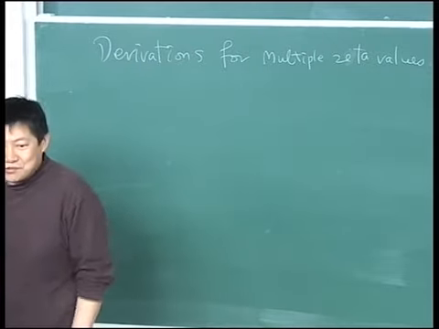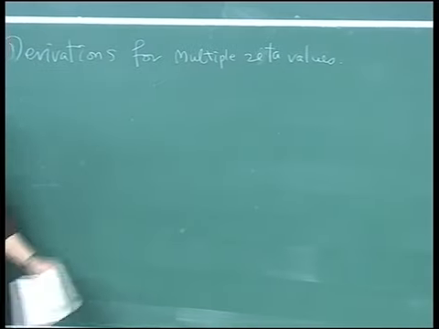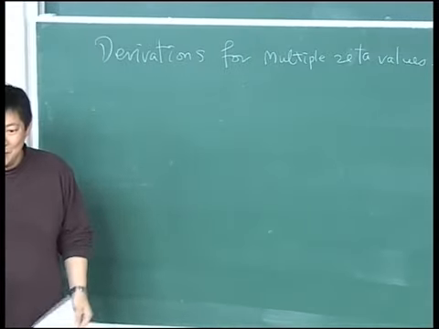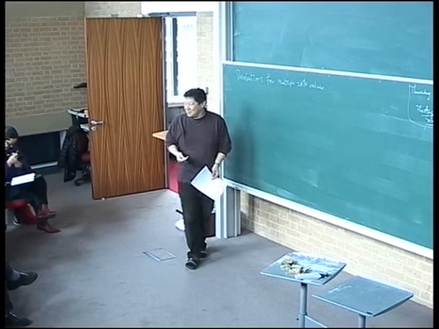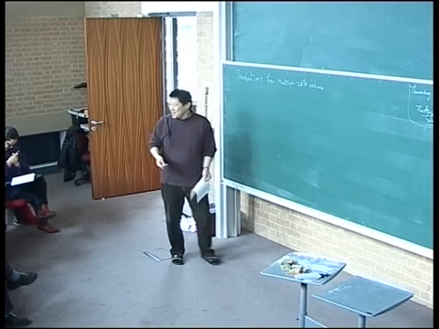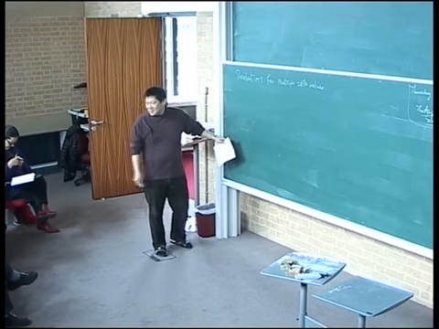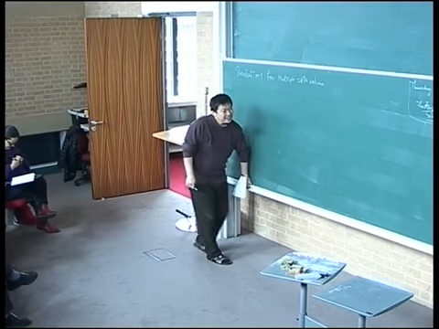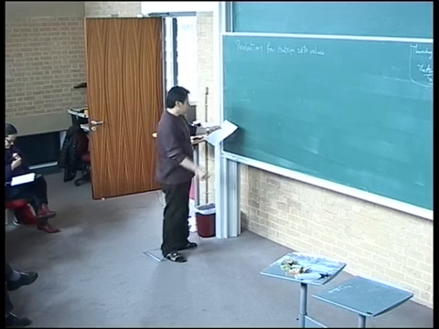There are several classes of linear relations of multiple zeta values which conjecturally give all the relations. One of them is the double shuffle relation. So today we will focus on the double shuffle relation. Here is the outline of this talk.